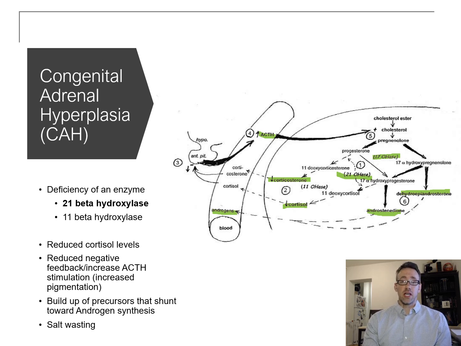Reduced aldosterone means the patient could be hypotensive. They could also be losing sodium, which is why I say salt wasting. Sodium is being lost in the urine because we're not reabsorbing it. We're holding on to potassium, so potassium levels could rise. These are other factors that you might see. Now I picked 21 because that's the most common. 11-beta hydroxylase would effectively show you the same result.